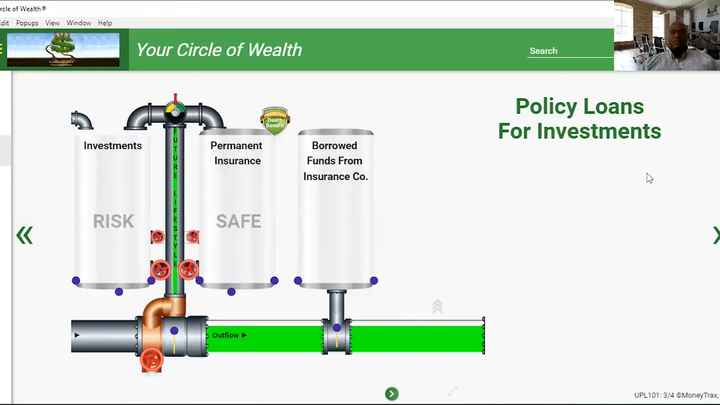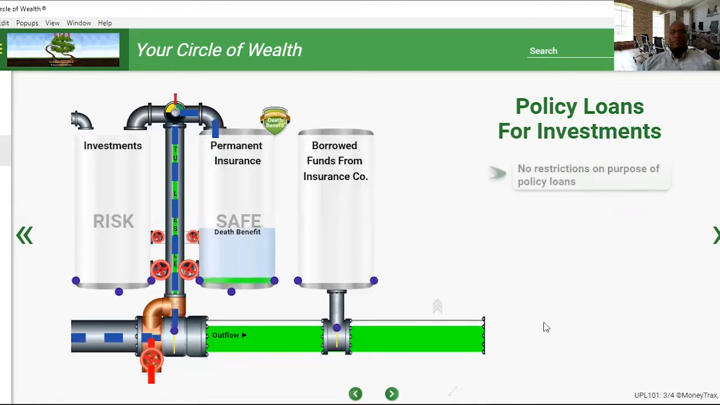So let's say you want policy loans for investments, right? Investments are represented here by the risk tank. Your policy is represented by the safe tank with the permanent insurance, and then the funds you can borrow from that. So let's get this running, see what that looks like.